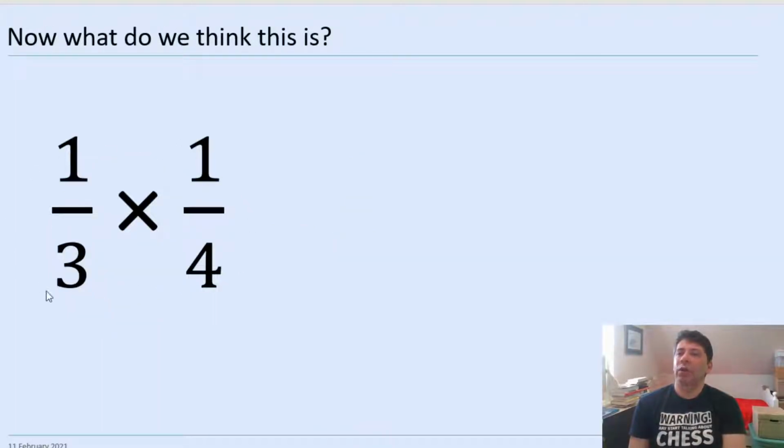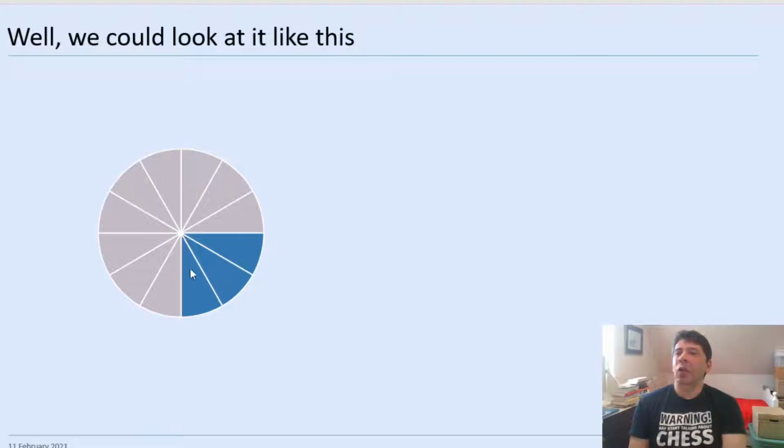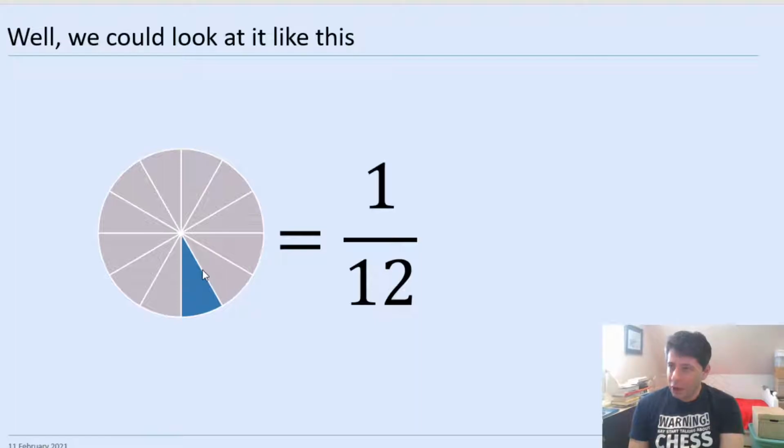So let's look at another one. 1/3 times 1/4. Now we know what we're doing here. This is going to be 1/3 of 1/4. So here is 1/4 of the circle broken into thirds, and also the rest of the circle is divided up in the same sort of way. So we've put the circle into 12ths. So 1/4 was 3/12, but 1/3 of it is 1/12. So this is 1/3 of the quarter, which is 1/12.